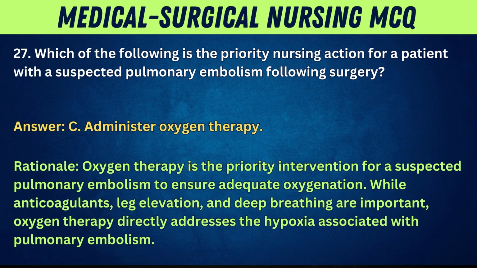Rationale: oxygen therapy is the priority intervention for a suspected pulmonary embolism to ensure adequate oxygenation. While anticoagulants, leg elevation, and deep breathing are important, oxygen therapy directly addresses the hypoxia associated with pulmonary embolism.